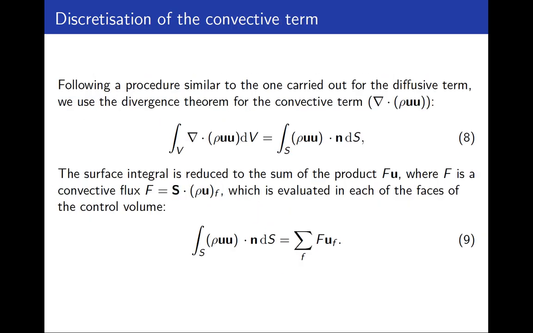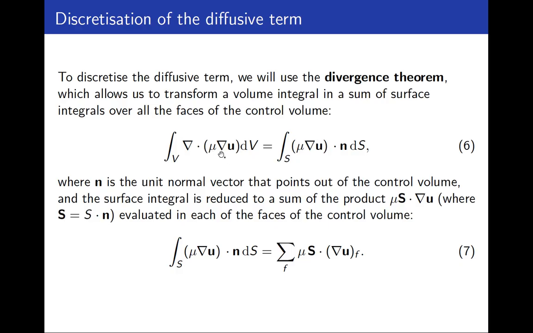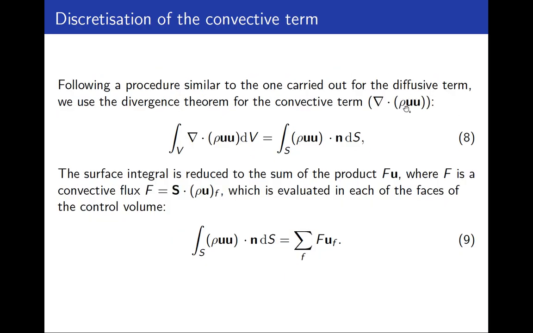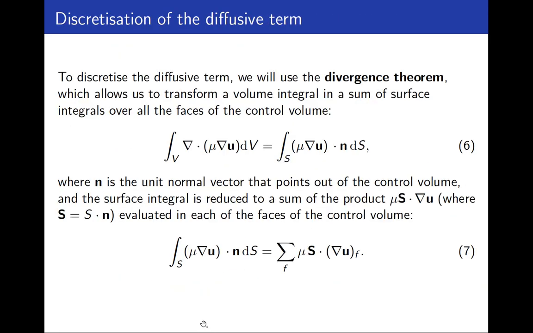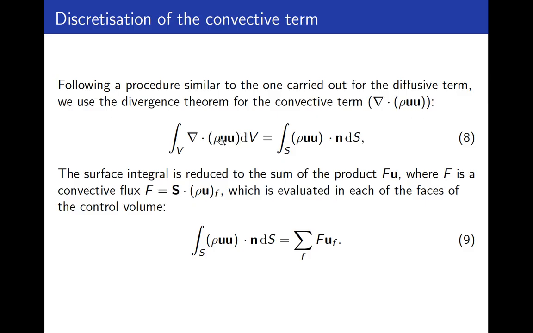For the convective term, we follow a procedure similar to the one carried out for the diffusive term. So now, instead of considering this quantity, we will consider the convective term, which appears here in equation 4. Similarly, this quantity expresses the convective flux of momentum. The divergence of a flux is a flow, so you sum all these flows in each of the points of your control volume, and that whole quantity has to be equal to this surface integral.